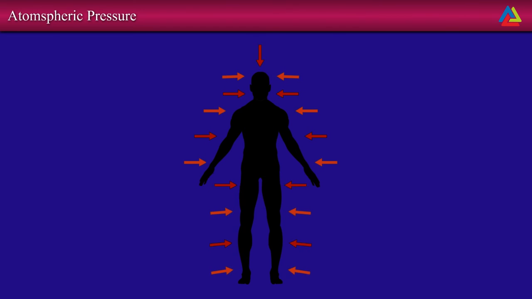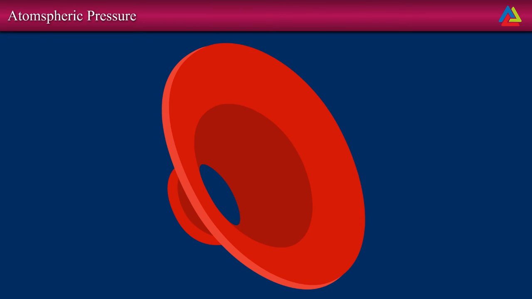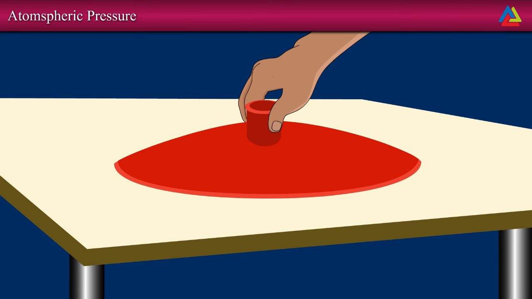Our body is subjected to atmospheric pressure all the time. Let us take a good quality rubber sucker and try to press it hard on a smooth plain surface. Now, try to pull it off the surface. What do you observe? The sucker sticks to the surface because the pressure of the atmosphere acts on it. To pull the sucker, the applied force should be large enough to overcome atmospheric pressure.